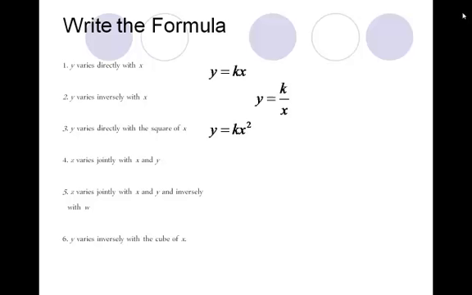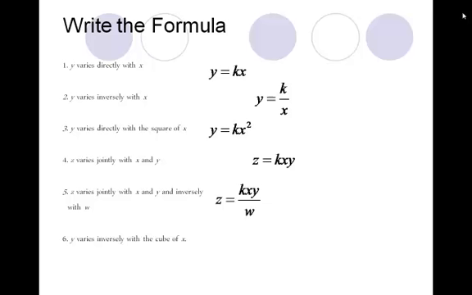Number 4, z varies jointly with x and y. Think about the joint variation formula. You want to use the variable z first at the beginning, and then x and y later on. So z equals kxy. Number 5, z varies jointly with x and y and inversely with w. Think about the joint variation, and then how would you put an inverse variation with that? So joint variation, z varies jointly with x and y, that would be z equals kxy, and then inversely with w means we're going to have an over w part to that. That's for the inverse variation that always has the divided by in it.